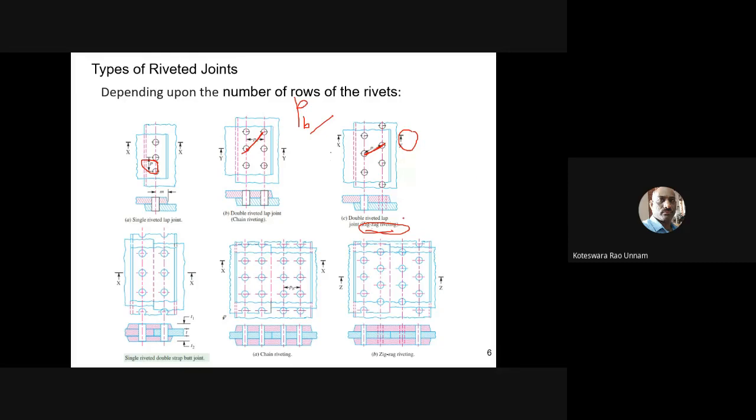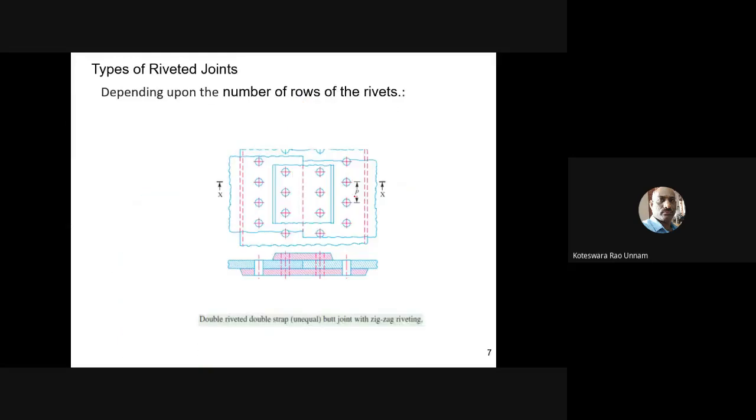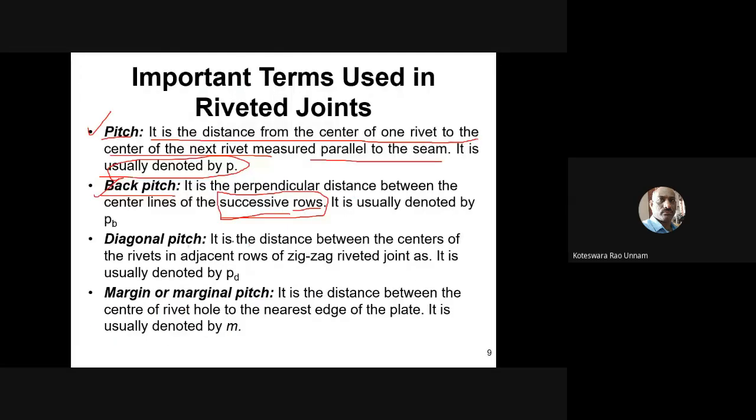Whereas in case of zigzag riveting, we'll call the distance between the center lines of the 2 rivets and the 2 rows the diagonal pitch. So that's what he defined here also. Diagonal pitch is the distance between the centers of rivets in adjacent rows of a zigzag riveted joint. So this diagonal pitch can be defined when the rows are arranged in a zigzag pattern or zigzag manner.